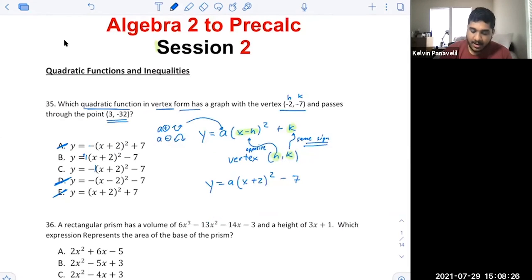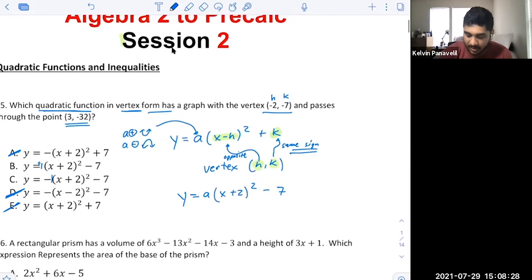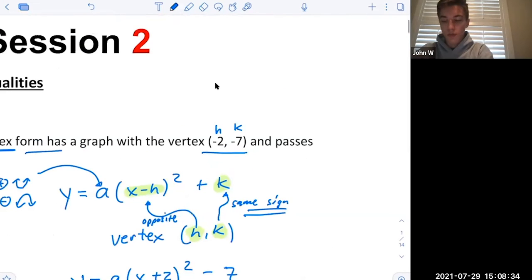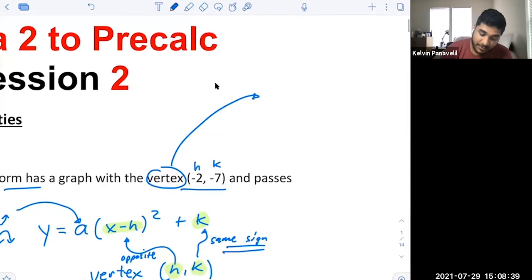So let's see, who else can I call on? John W. The vertex, what is the vertex when you're talking about a parabola? It's like the starting point, I guess. Good. It's the starting point, so it's like the maximum or minimum of the parabola. It's the max or minimum value. If it's a maximum, it's going to be pointing down. This is a negative parabola. Or if it's a minimum, it's going to be pointing up.